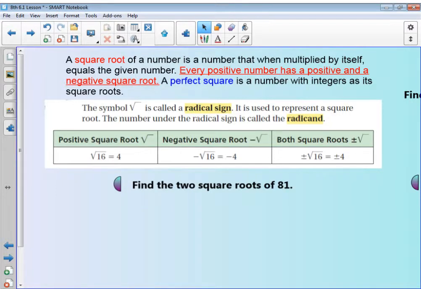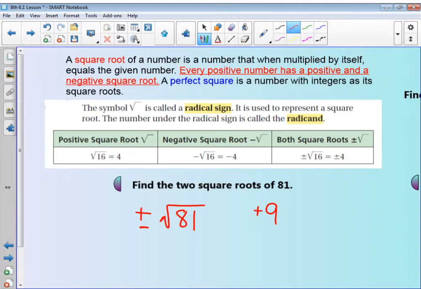So in other words, they're asking this. This is how it would look if they did this without words. I want to find the positive number and the negative number that, when I multiply them times themselves, would give me 81. Well, multiplication facts, 9 times 9 equals 81. So it's going to be an answer of 9. And I could have positive 9 or I could have negative 9, and those would both give me a positive answer of 81. So this is my final answer.